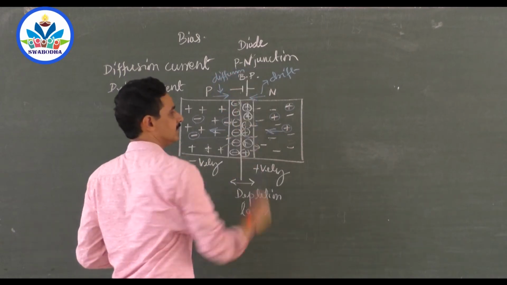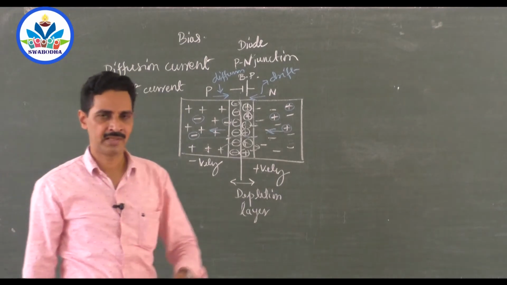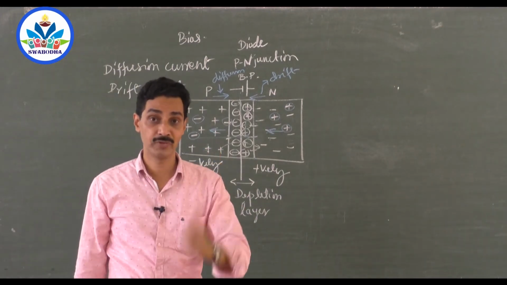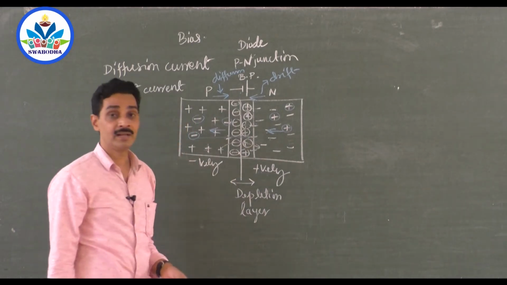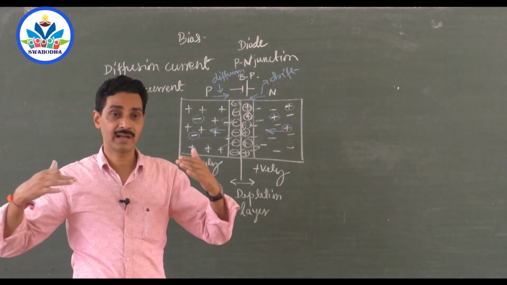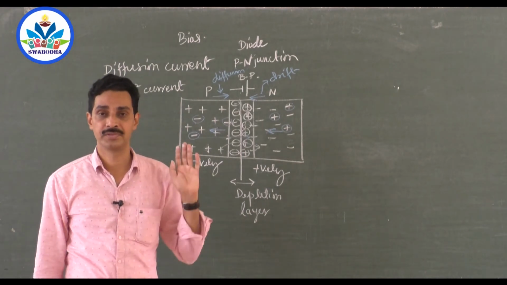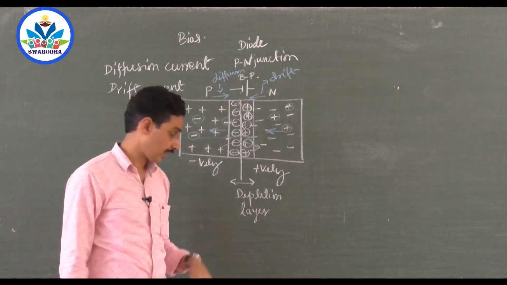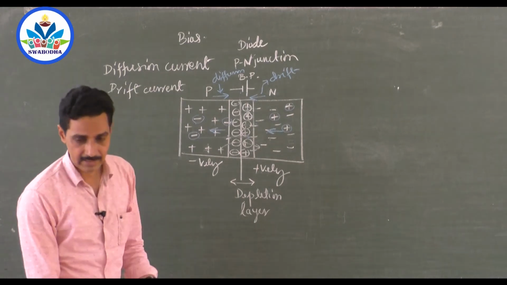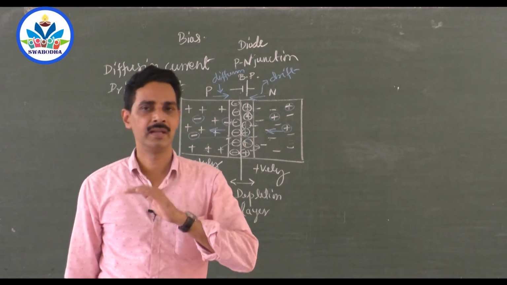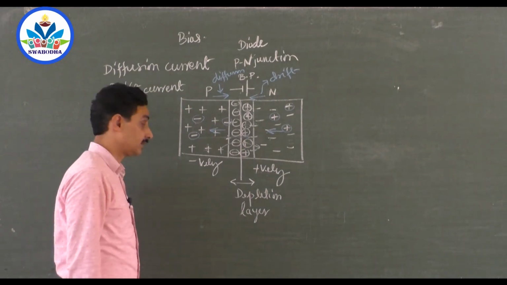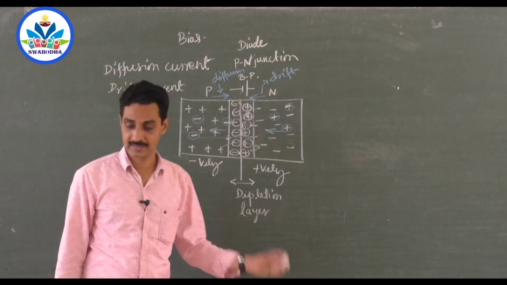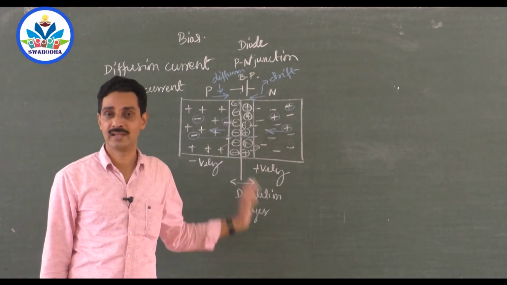Are they opposite? So because of the barrier potential, at one moment drift current starts flowing across the junction, and when drift current and diffusion current balance, the flow stops. That flow will also stop. So at one stage, drift current and diffusion current will be equal. They will be equal, and now the diode is ready. The junction is ready, and the PN junction is ready now.